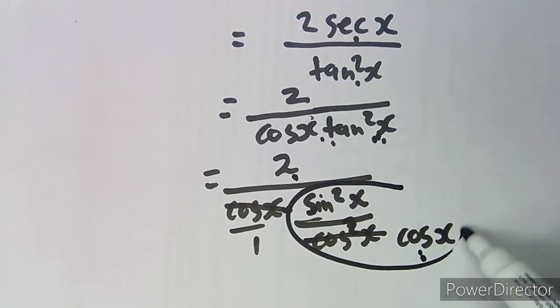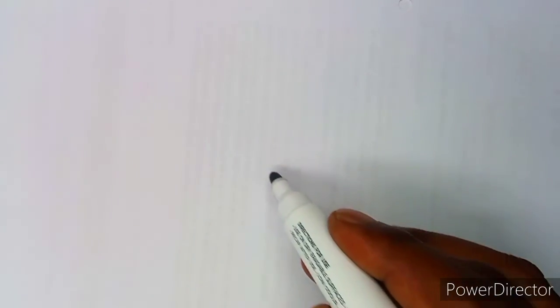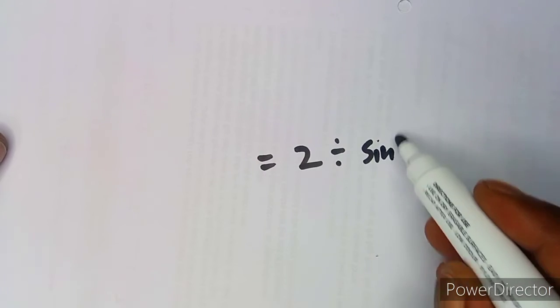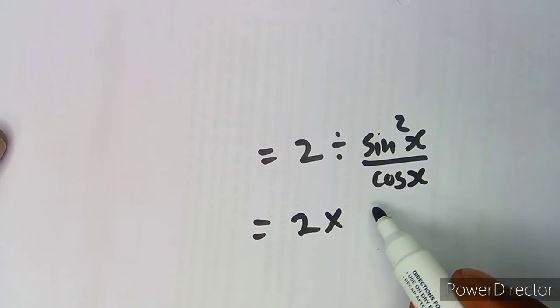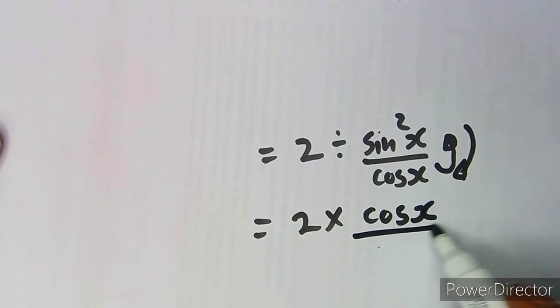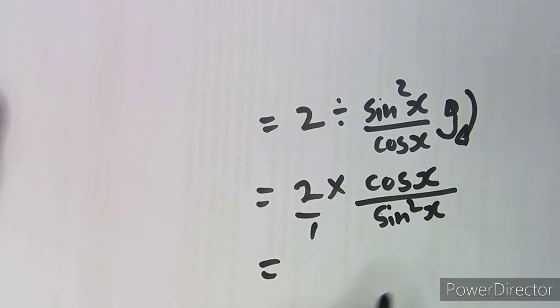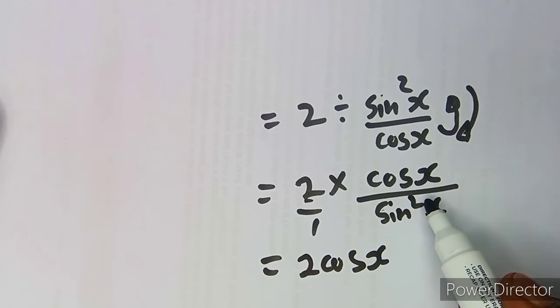So since this is one expression, we can rewrite this in a simpler way, like 2 divided by sine squared x over cos x. And remember, when you are dividing, you introduce multiplication. Once you introduce multiplication, you invert your fractions. So it's going to be cos x over sine squared x, and this is the same as over 1. So if you multiply 2 times cos x, we are going to have 2 cos x, and whenever we have over, this one is going to be 1 times sine squared, which is sine squared.